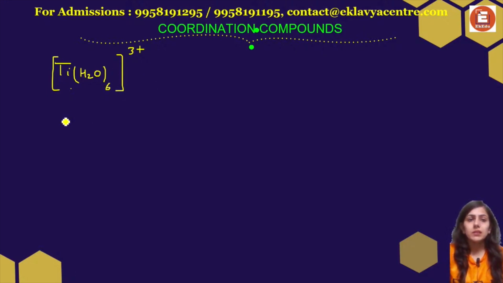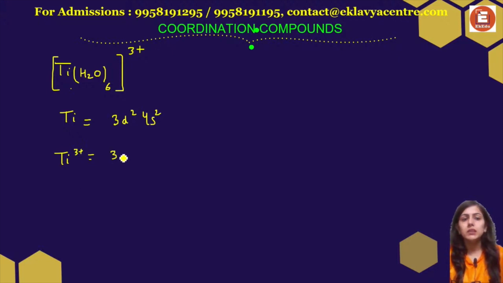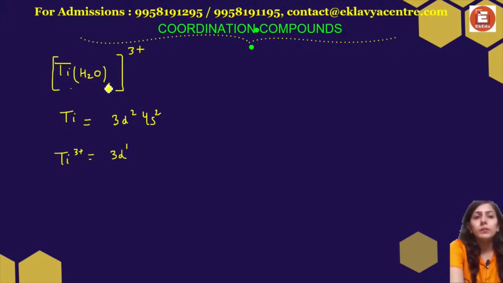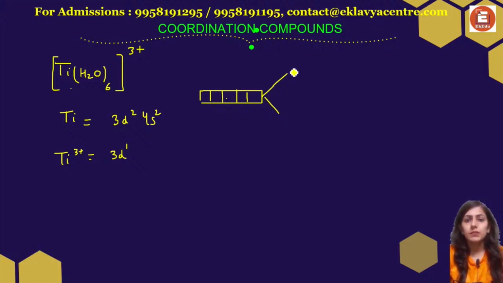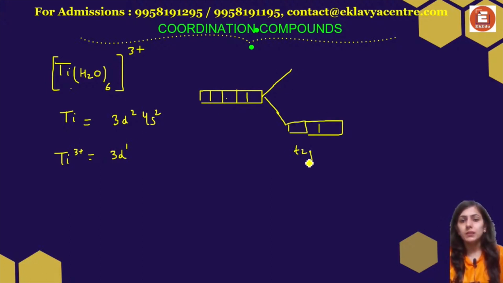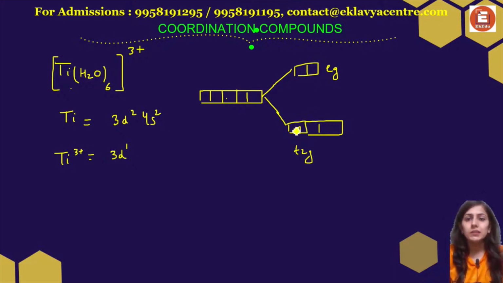titanium's oxidation state. Titanium in its ground state is 3d2 4s2, and if it is titanium plus 3, it means it is 3d1. Now water, we know that water is a weak field ligand. Let's draw the d orbitals. Now what happens after splitting? We have t2g orbitals and eg orbitals. This is the ground state I'm drawing. So here the electron will enter here.